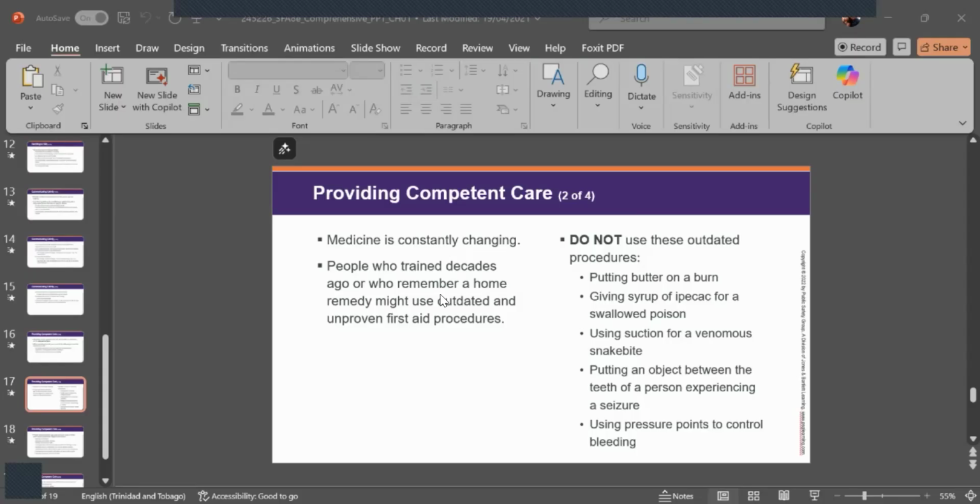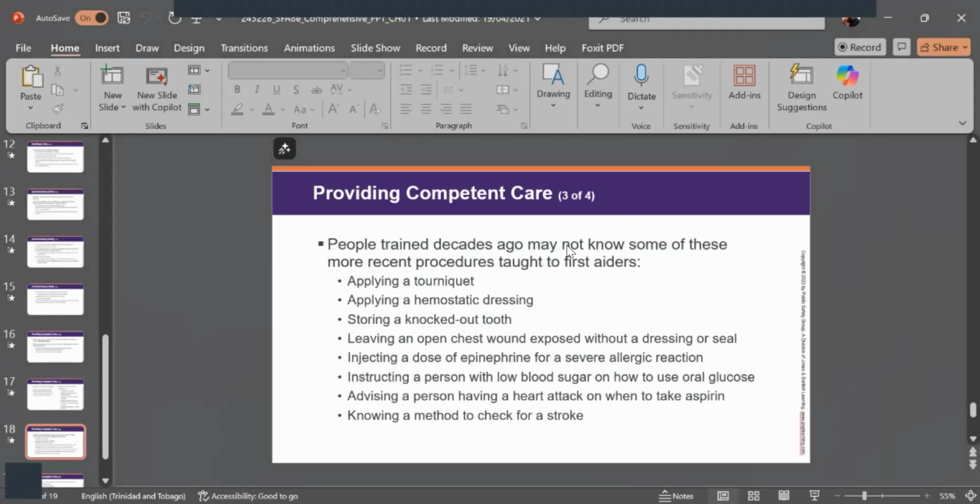Previously, let's say between 5 to 10 years ago, we would have used pressure points to control bleeding. We don't do that anymore. This is why it's so important to keep your knowledge base up to date, being able to provide competent care. We should be familiar with some of these procedures.